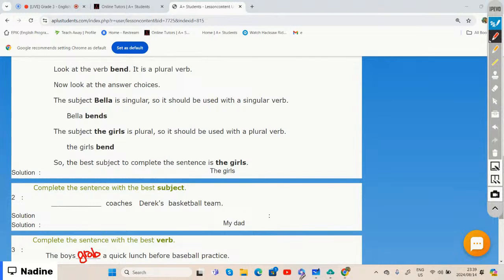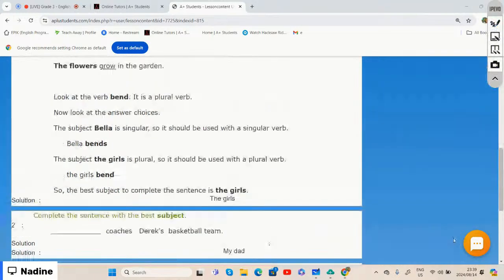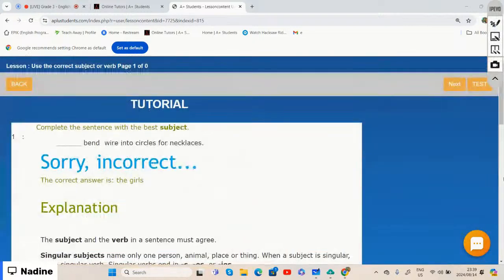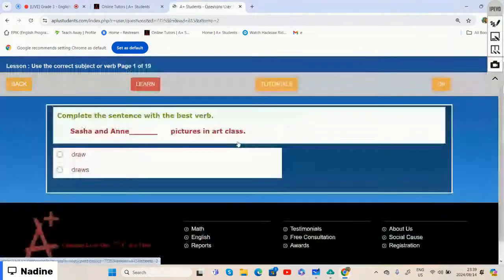All right, so now let's go to our test where we are going to choose or use the correct subject or verb. So we're going to use the correct subject or verb, and that is to complete the sentence. It says complete the sentence with the base verb. Sasha and. Do we say draw pictures in art class?